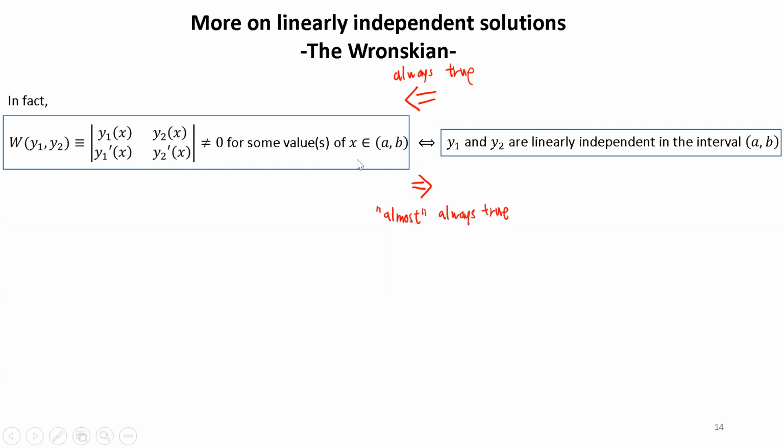So that means the Wronskian itself can be used as a tool to test whether two functions are linearly independent or not. But of course, you might immediately ask, why do we need this? Last time I already gave you a very simple, trivial way to test whether two functions are linearly independent or not.